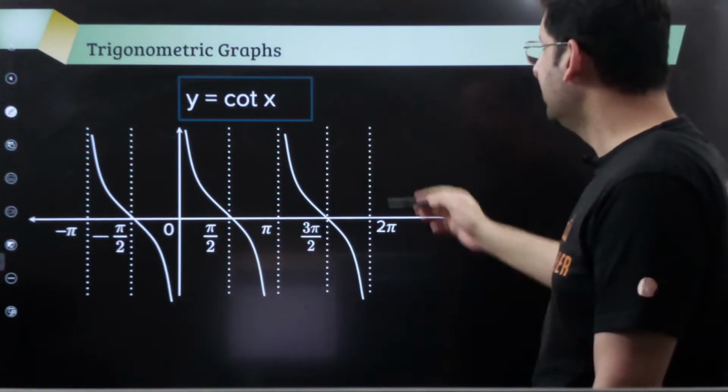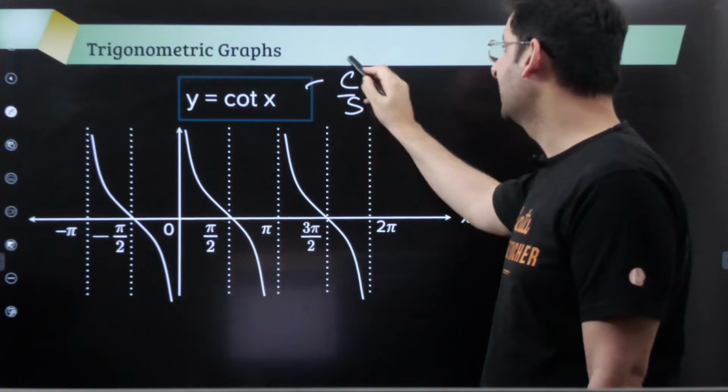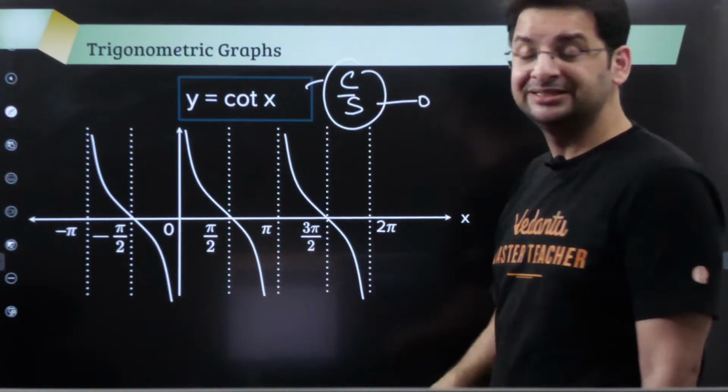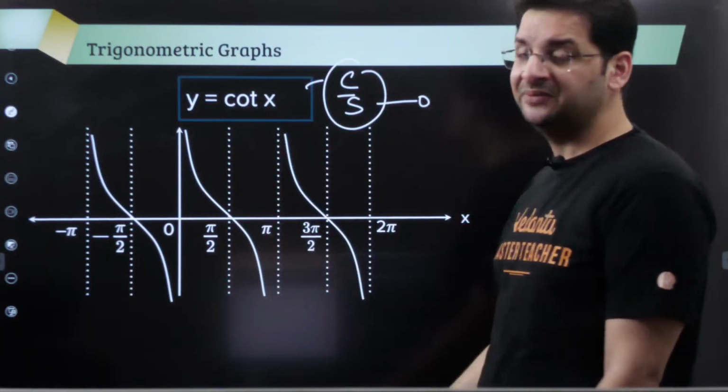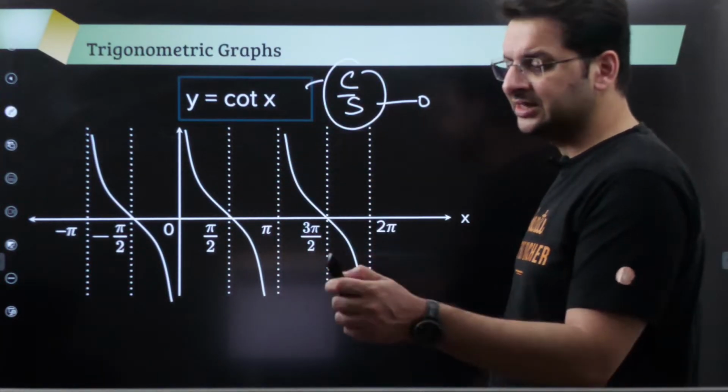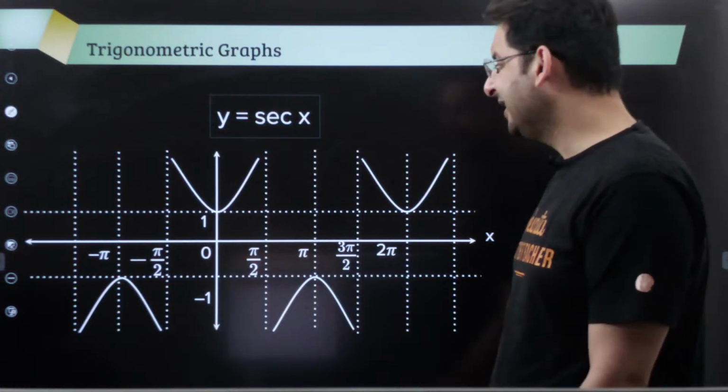Cot x is exactly the same. Cot x is cos x by sin x. So at all the points where sin x is 0, that is 0, pi, 2 pi, 3 pi, 4 pi, at those points cot x is not defined and the graph is kind of a reflection of tan x. This is secant x, right?